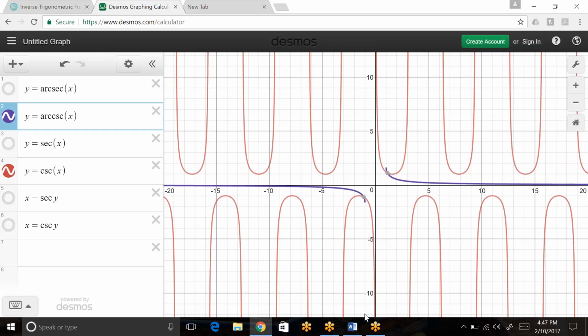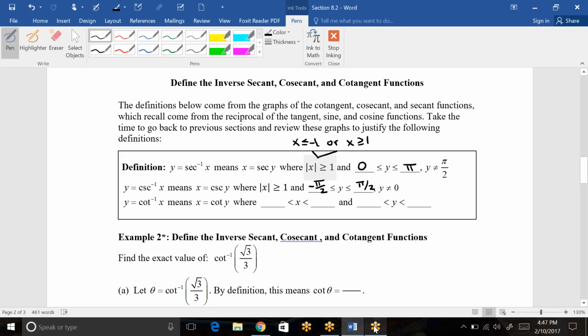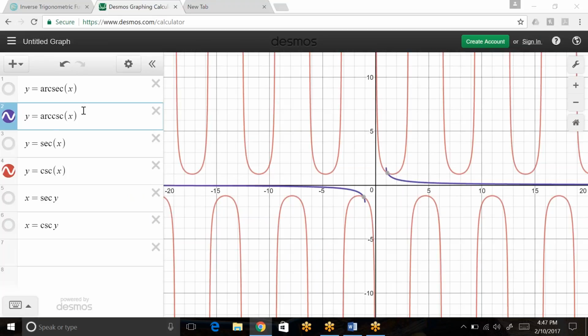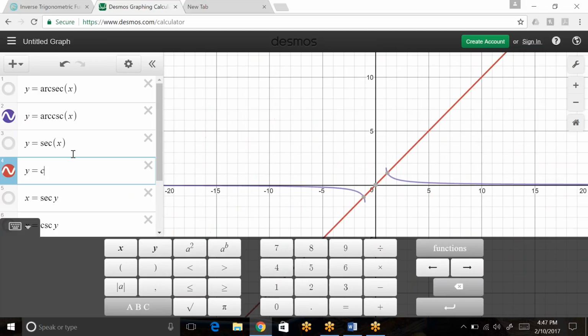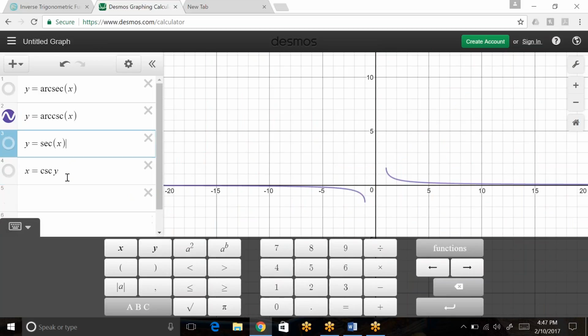Okay. Let's go back to our video and our notes. So on similar lines, we could do these things for cosine, right? Or for cotangent. So let's get rid of some of these.